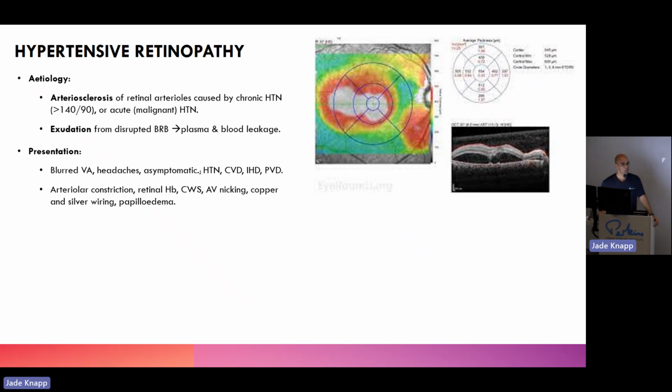How do people present? Well, if it's bad enough, they present with blurred vision, but it can certainly be asymptomatic. Malignant hypertension can cause headaches. They might also present with known hypertension, cardiovascular disease, ischemic heart disease, peripheral vascular disease, all the vasculopathic type chronic disease that is common in the community. And the signs I've listed there, it's all the stuff that we talked about when we were looking at the images. CWS is cotton wool spots, arteriovenous nicking, retinal hemorrhages, and so on.